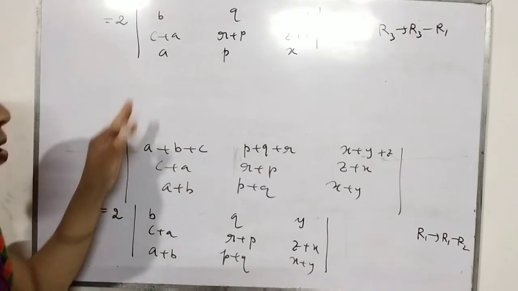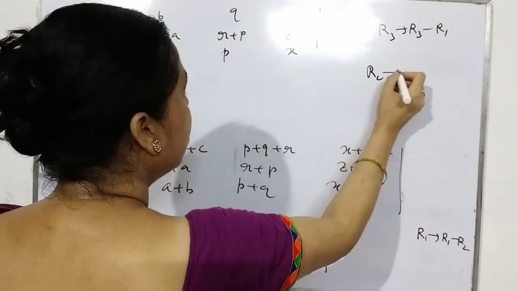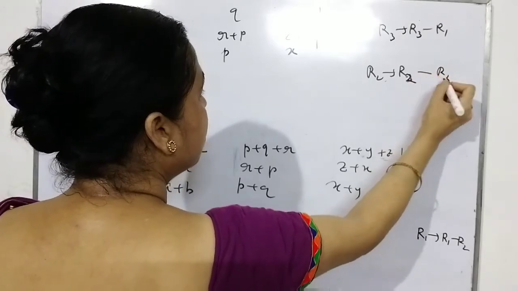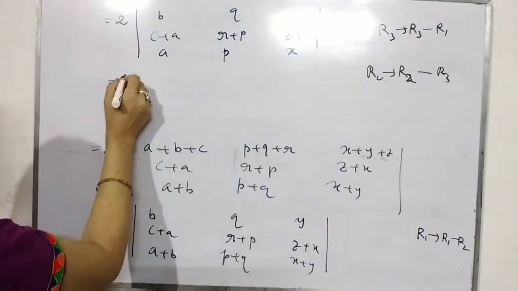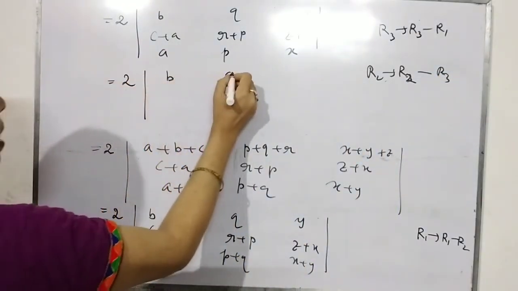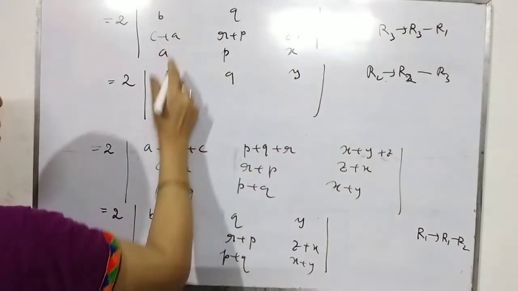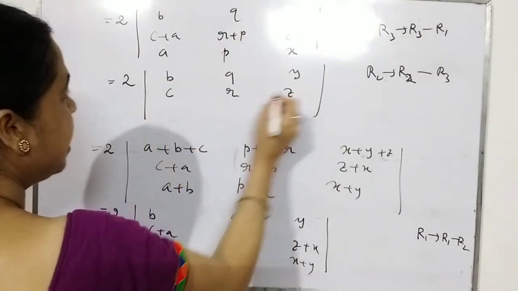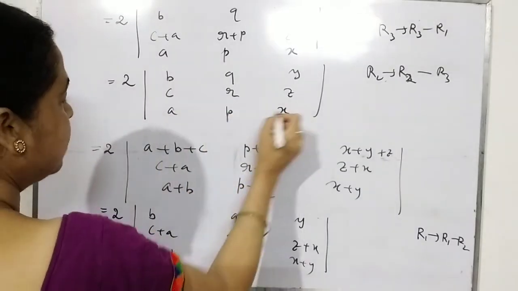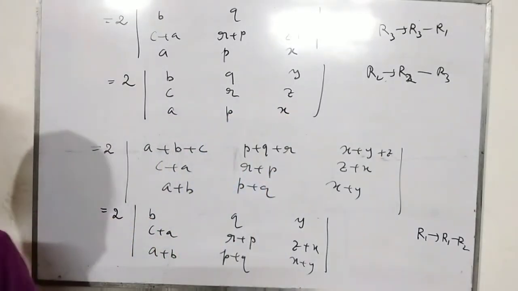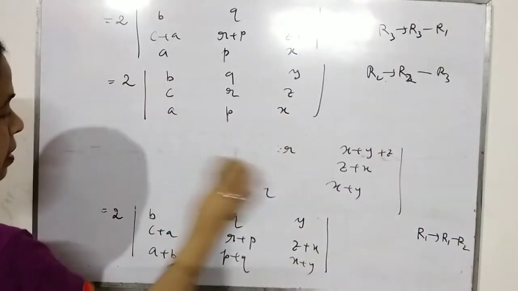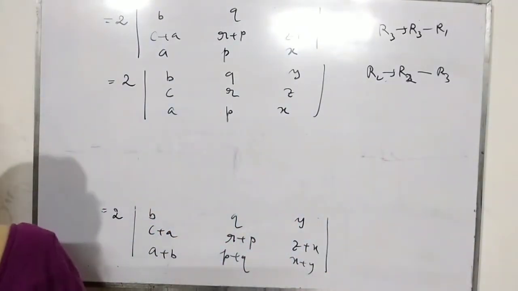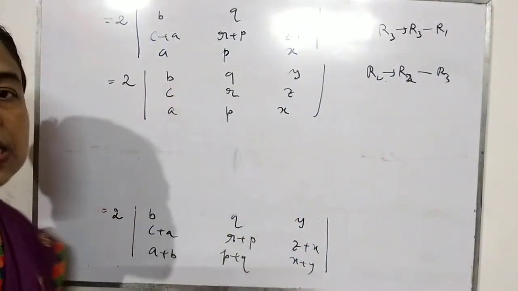Next, hope you understand what to do. R2 replaced by R2 minus what we have to subtract? R3. Because I have to replace this one, A you have to subtract. So B, Q, Y. This is C plus A minus A, C will be left. R plus P minus P, R will be left. And this is Z. A, P, X. You see, the right hand side, you have got the form similar with right hand side. But we need A in the first position and C in the last position.